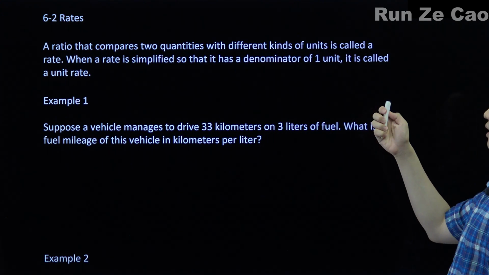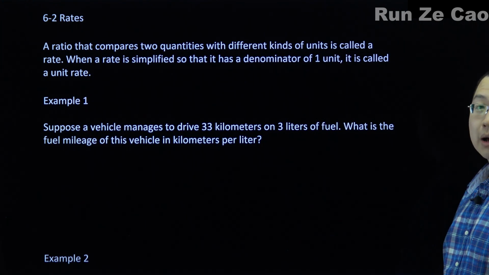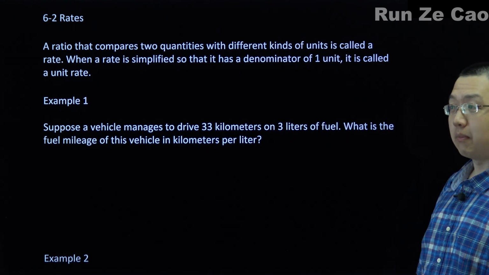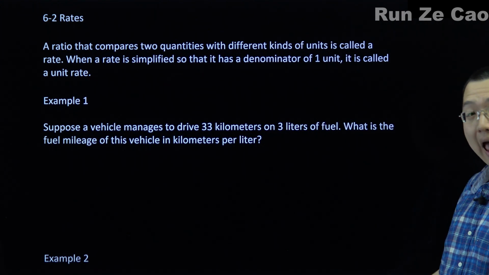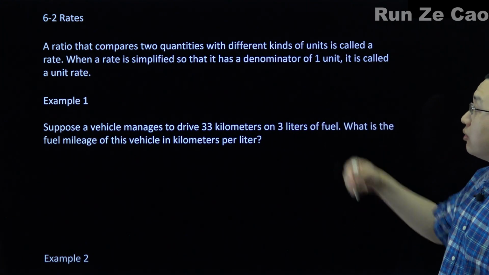When you have the rate simplified to have a denominator of 1 unit, such as however many kilometers per hour, i.e. per 1 hour, or however many muffins you make per hour, like per 1 hour, then it's called a unit rate.